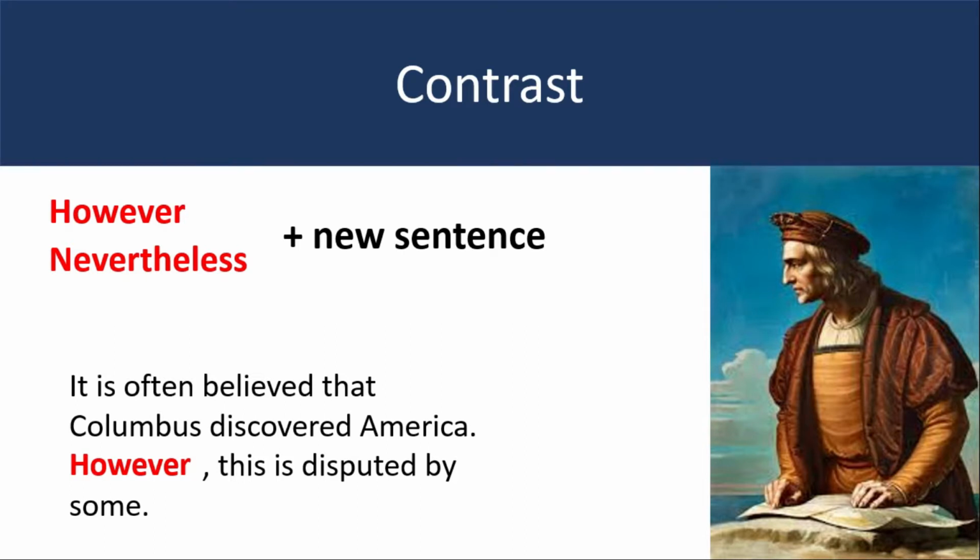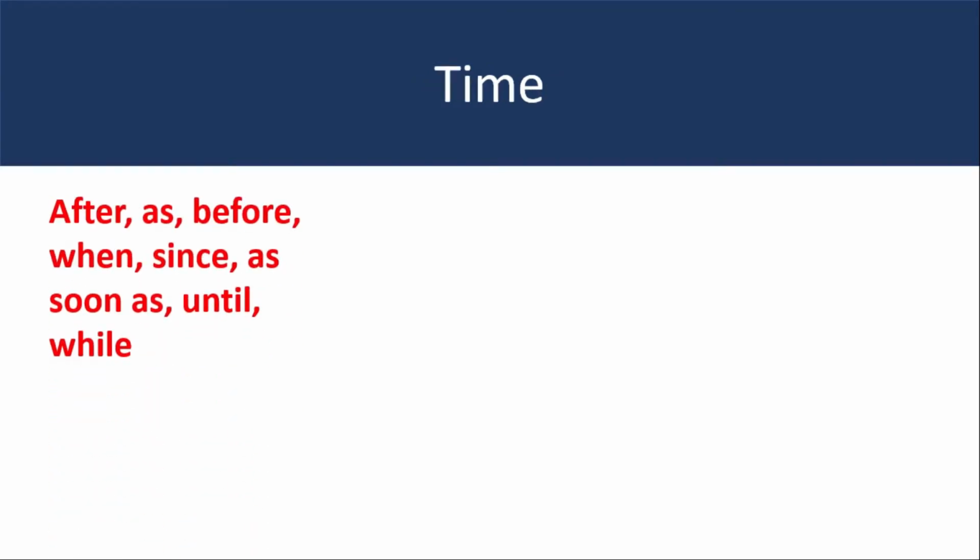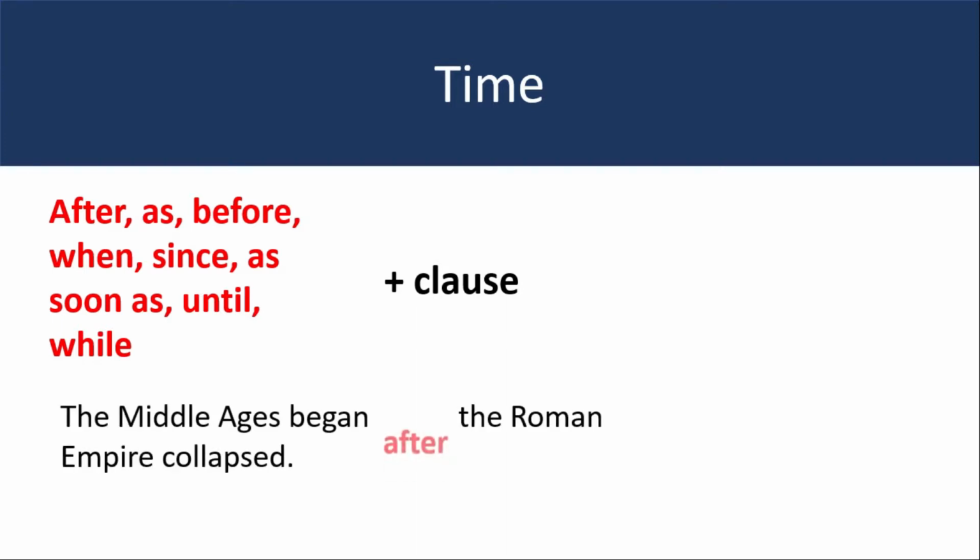That's Christopher Columbus. Time: we use after, as, before, when, since, as soon as, until, and while, plus a clause. The Middle Ages began after the Roman Empire collapsed. The Middle Ages began when the Roman Empire collapsed. The Middle Ages began as soon as the Roman Empire collapsed. The Middle Ages didn't begin until the Roman Empire collapsed.